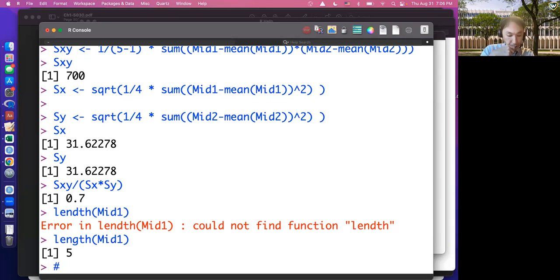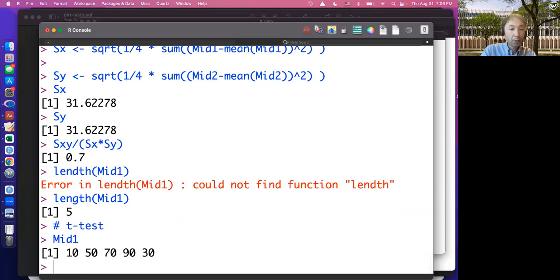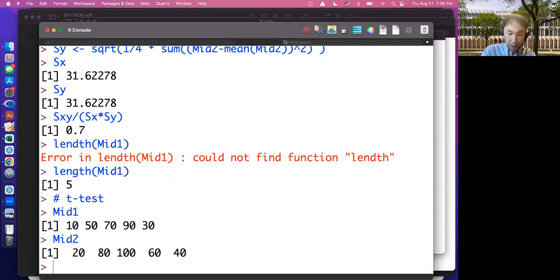Okay, so next I would like to discuss a function which returns many outputs. One example is the t-test. Maybe you have studied the t-test before. Midterm 1 and midterm 2 are in our session, and we can use the t.test function to see the difference in mean midterm 1 score and mean midterm 2 score.